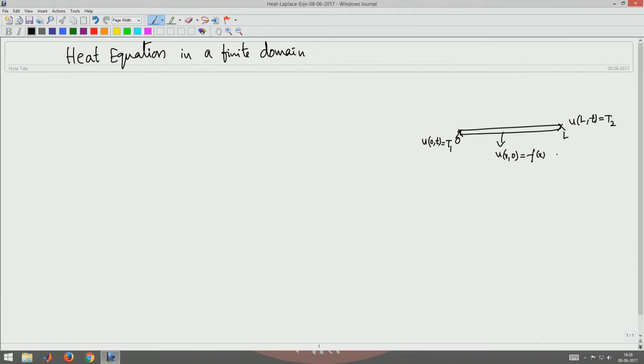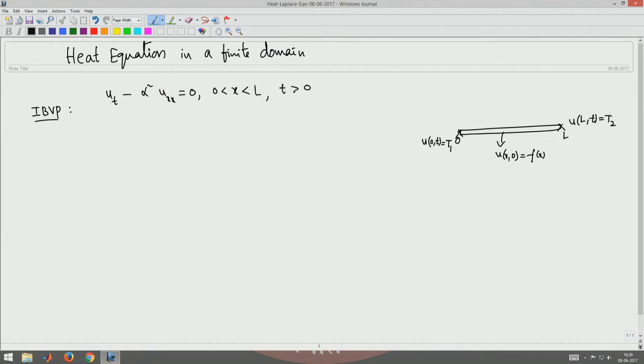So, let us write this initial boundary value problem first. The temperature satisfies the heat equation. U is a function of x and t: ut minus alpha square uxx equal to 0, where alpha square is a constant. Now, x belongs to 0 to L and t is positive.